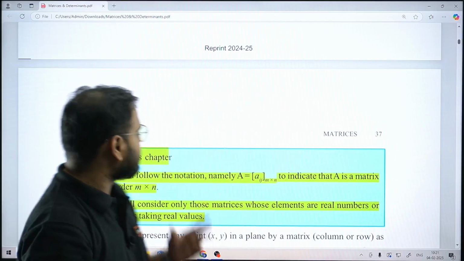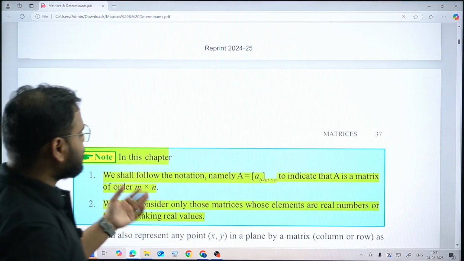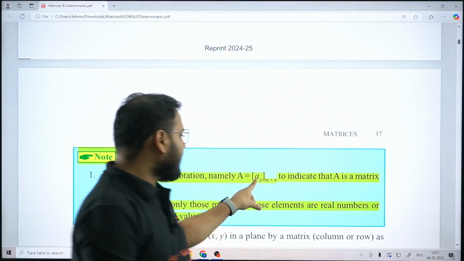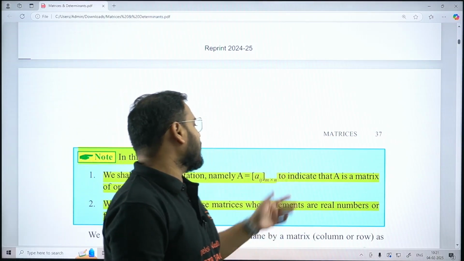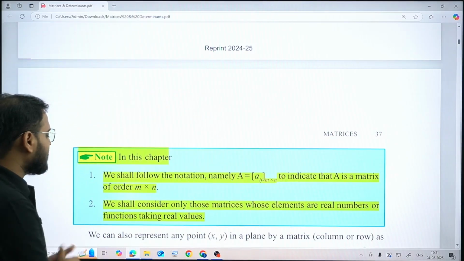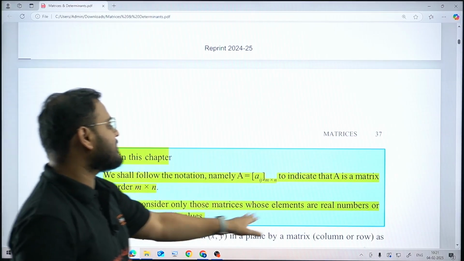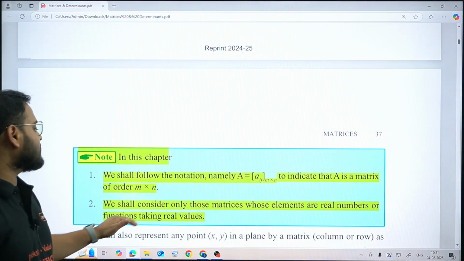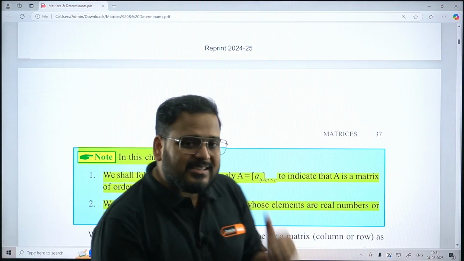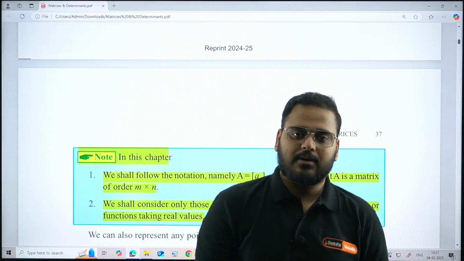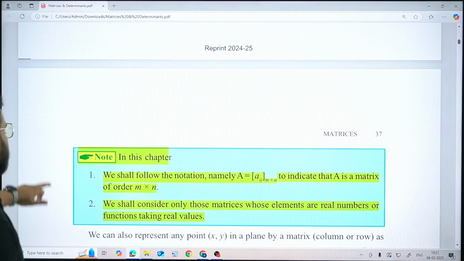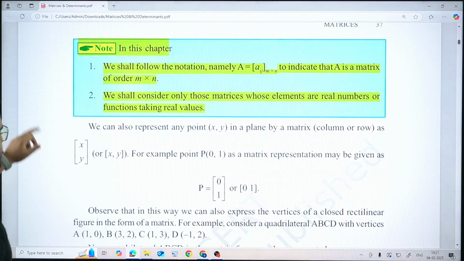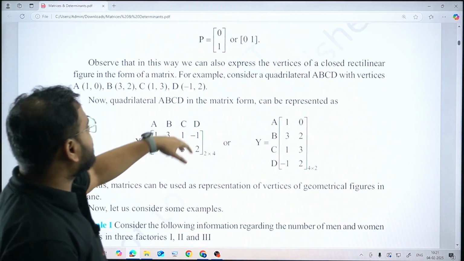We shall follow the notation like this: Aij represents the element of the matrix and m cross n is the order, to indicate that A is a matrix of order m cross n. We shall consider only those matrices whose elements are real numbers or functions taking real values. So in this chapter we are not dealing with any complex part, only real parts. Please go through these things. Small but relevant. Now, this is called only a column.